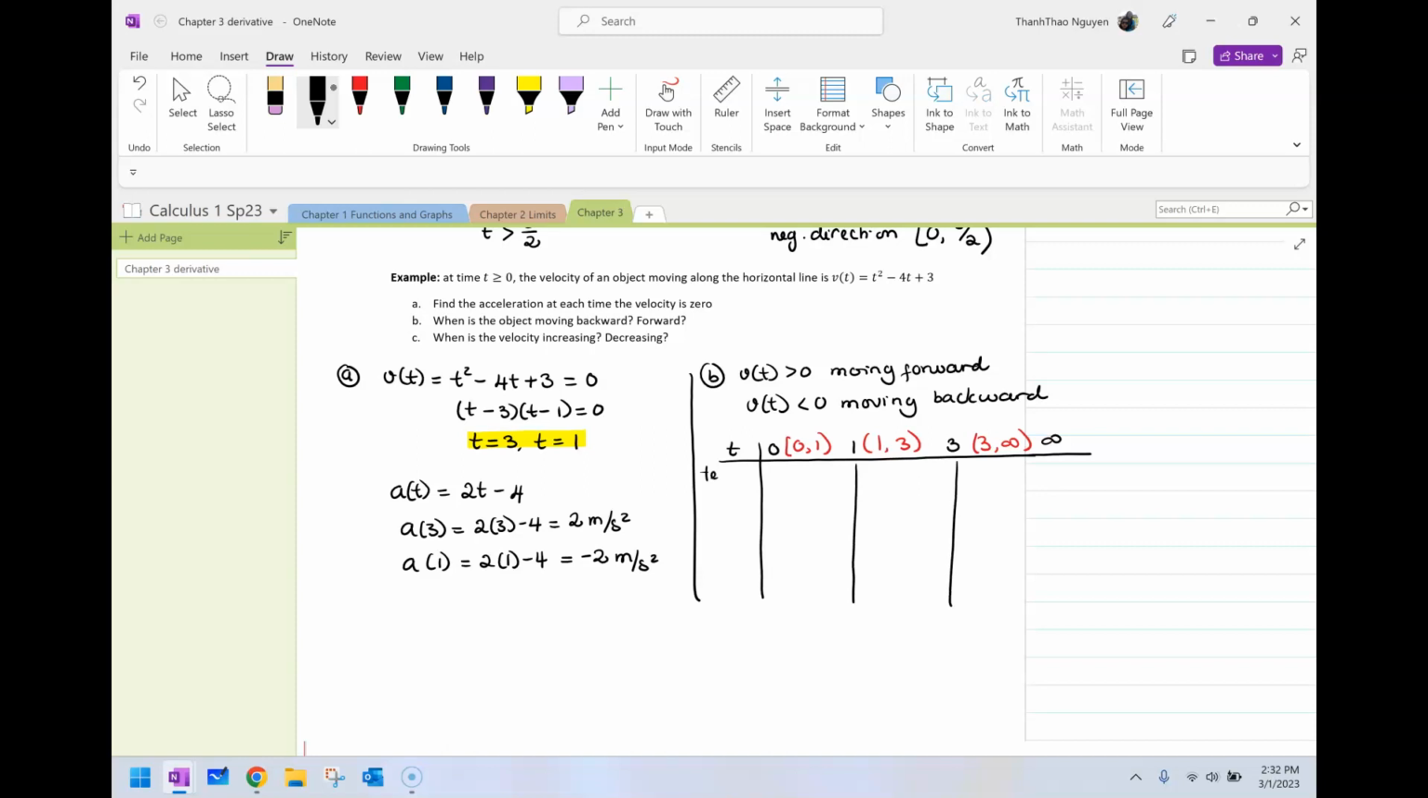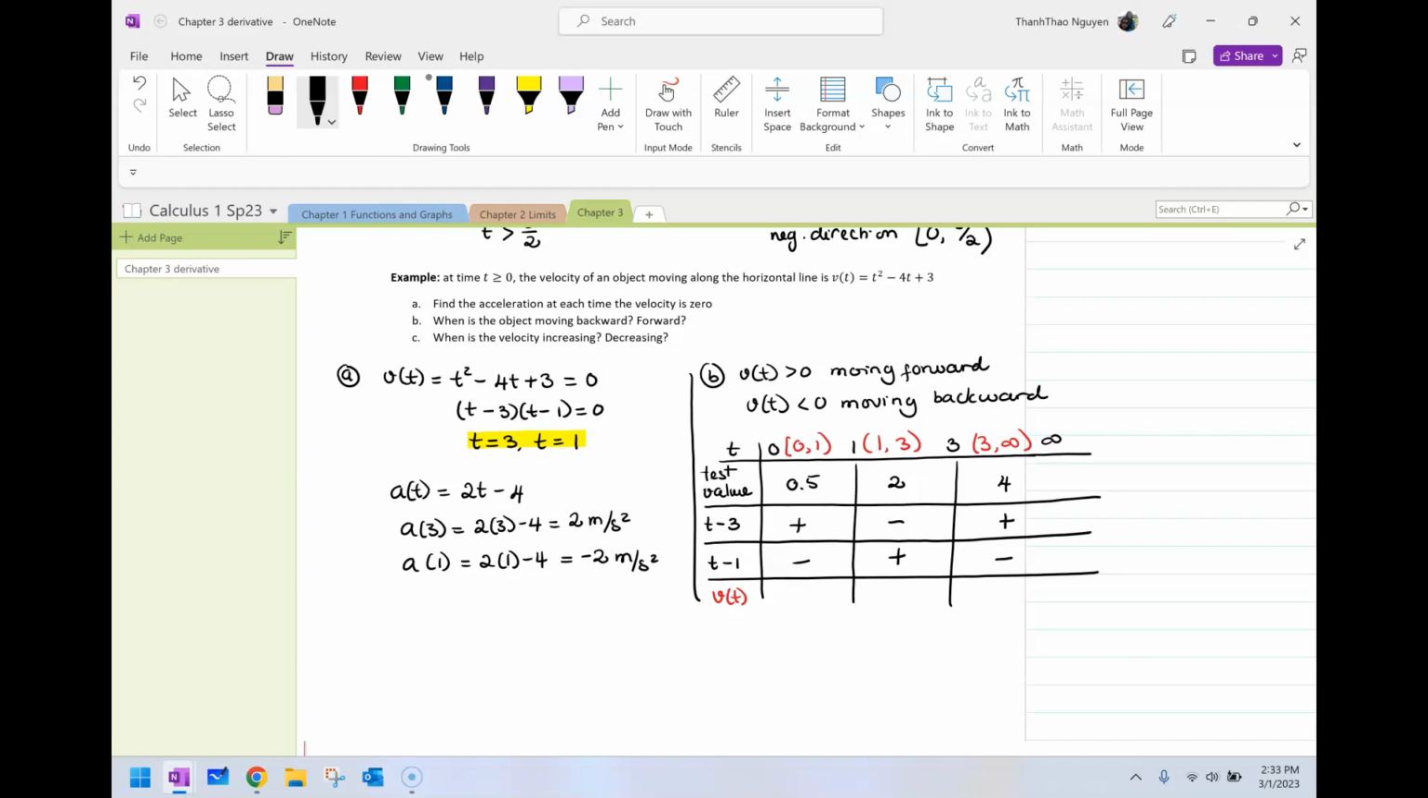To do that, I can pick a test value. v of t is factored into 2 factors. I will put it down. And the conclusion is our v of t. Okay. So in the first interval from 0 to 1, let's pick the values 0.5, 2, and 4. When t equals 0.5, t minus 3 is a negative value. This is a negative value. This is negative, positive, positive, positive.